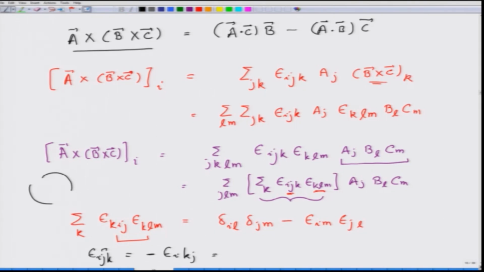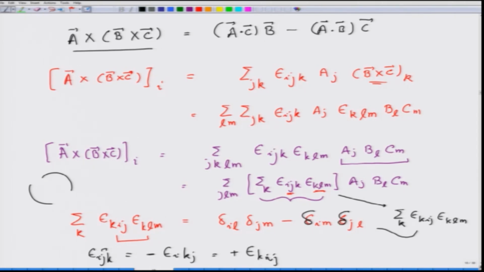And again I can switch i and k, and I can write this as epsilon k i j with a plus sign. So now I have the sum, which is nothing but summation over k of epsilon k i j epsilon k l m, and that is nothing but this delta function. Sorry, I am sorry, this is a delta function here.